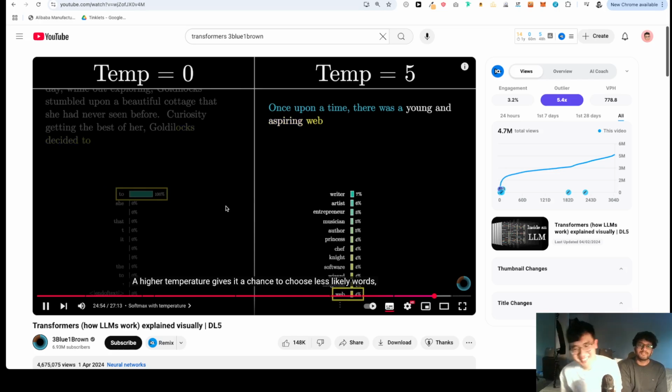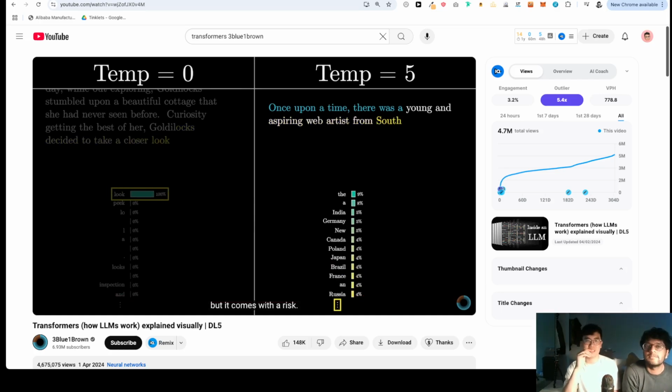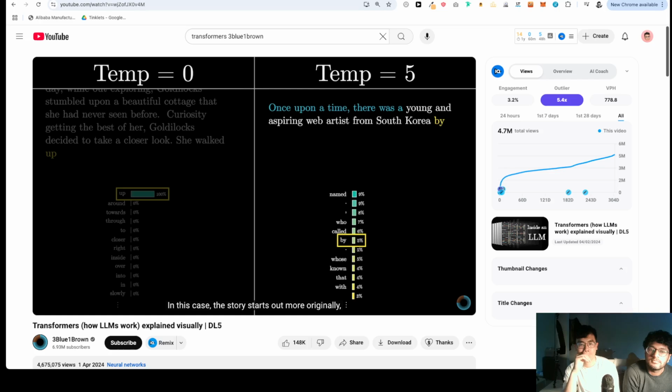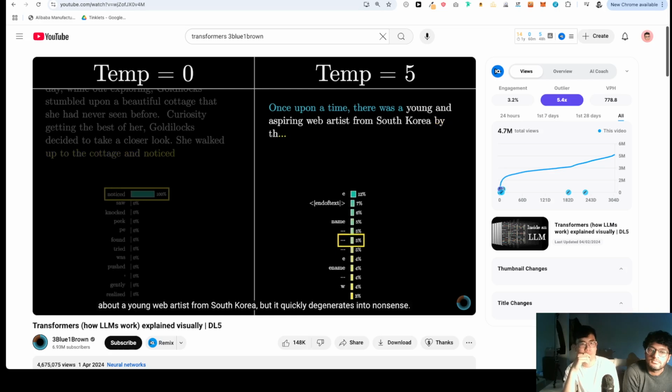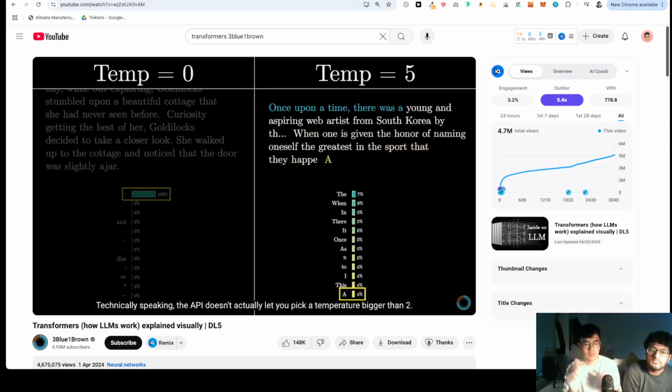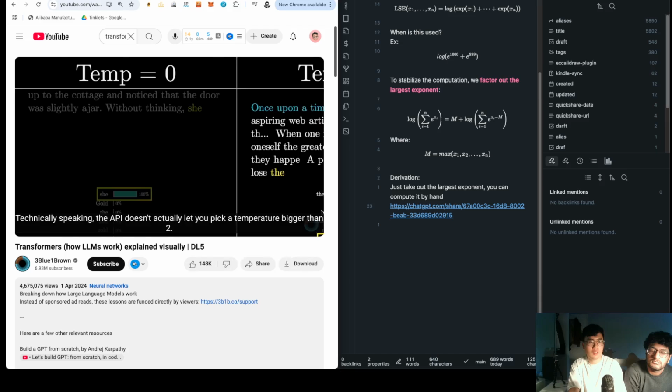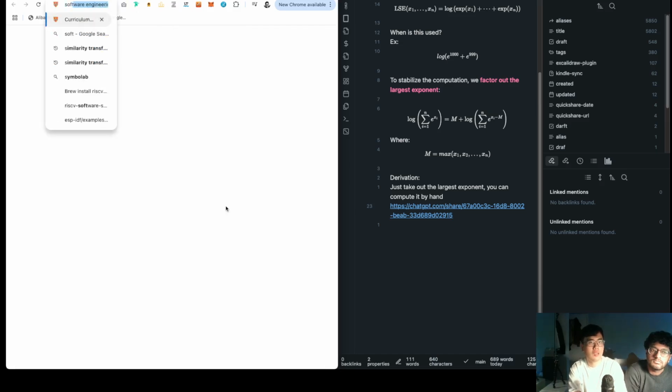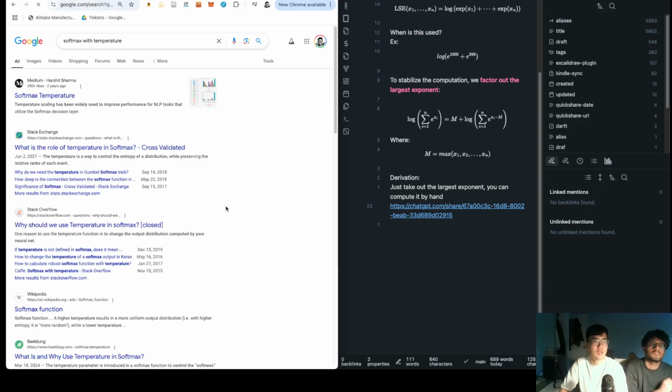Gives it a chance to choose less likely words, but it comes with a risk. In this case, the story starts out a bit more originally, about a young web artist from South Korea, but it quickly degenerates into nonsense. Technically speaking, the API doesn't actually let you pick a temperature bigger than 2. There is no mathematical reason for this. It's just an arbitrary constraint imposed, I suppose, to keep their tool from being seen generating things that are too nonsensical.